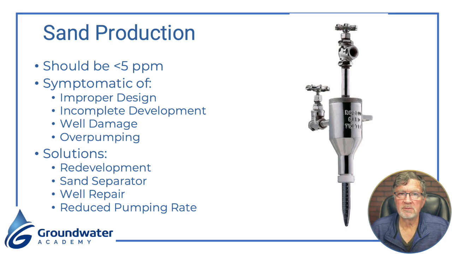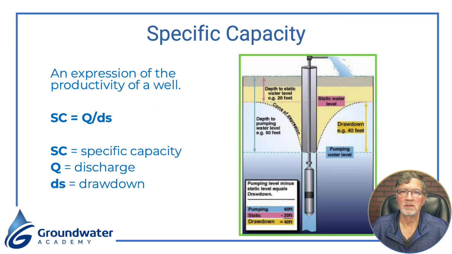The sand production should be less than 5 parts per million. We want to measure that. That could indicate damage in the well if you have increased sand production or over pumping, those types of things. So you're going to want to watch that as well.